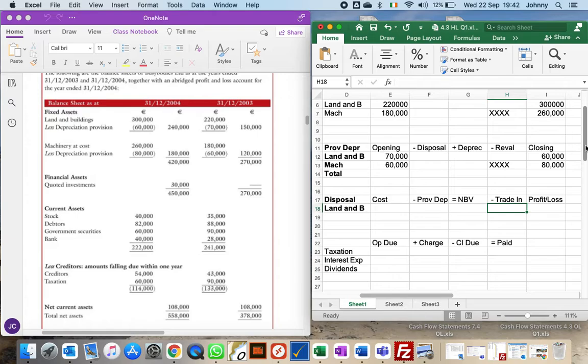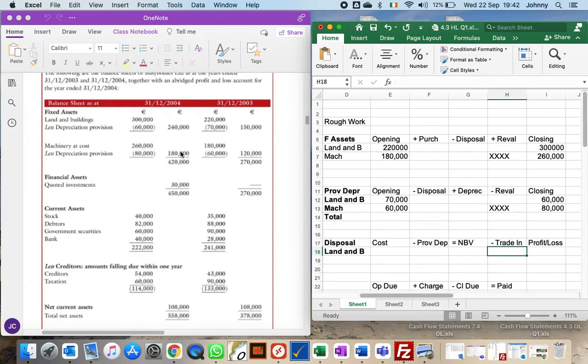So first of all, we start off with the fixed assets. The land and buildings last year was 220 and this year is 300. Put that in. I've put in my provision for depreciation and same for machinery. And I'm trying to explain how the numbers have gone from that to that during the year. So there's only 3 possibilities with land and buildings. I could have bought, I could have sold, or there could have been a revaluation. I've X'd out the revaluation possibility for machinery because machinery can't be revalued.